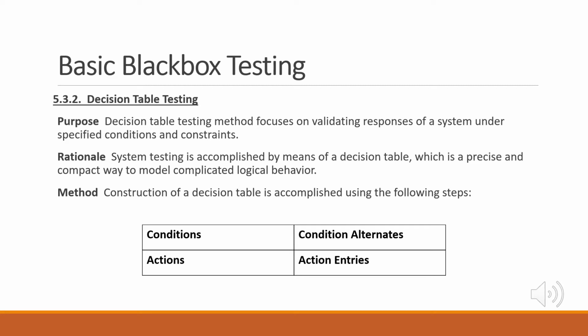Decision tables are typically divided into 4 quadrants: conditions, condition alternatives, actions, and action entries. Each condition corresponds to variables whose values are listed in the condition alternatives. Each action is an operation performed by the system under the stated conditions.